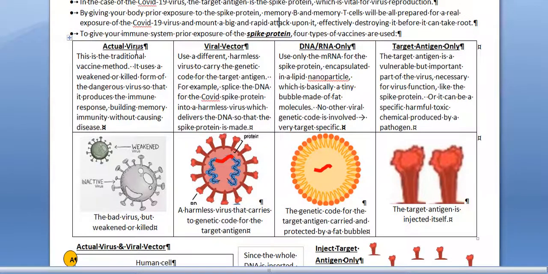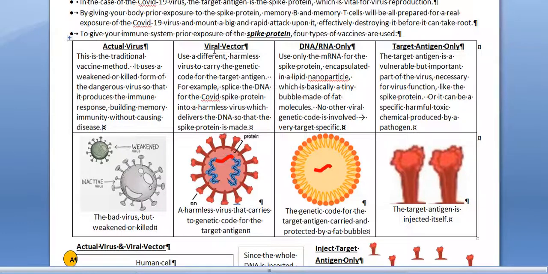So actual virus. Now, this is the traditional vaccine method that's been used since vaccines were invented. It uses a weakened or killed form of the dangerous virus so that it produces the immune response, building memory immunity without causing the disease, because it's either weakened or killed. So you get the real bad virus, but it's weakened or killed, so it can't cause the disease, at least in normal people. We'll talk about the possibility where it can cause disease in immune-compromised people.